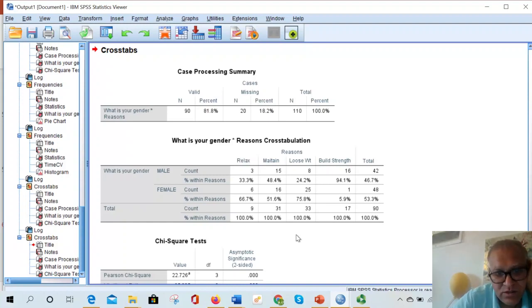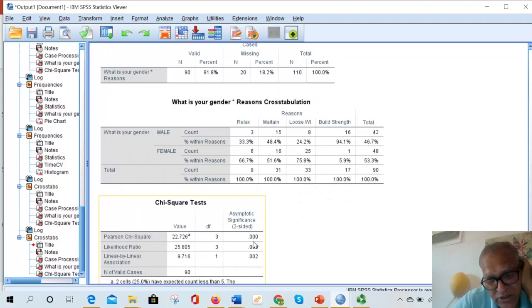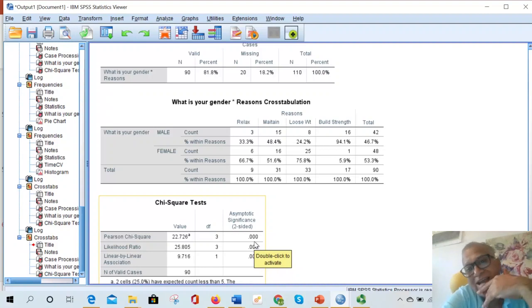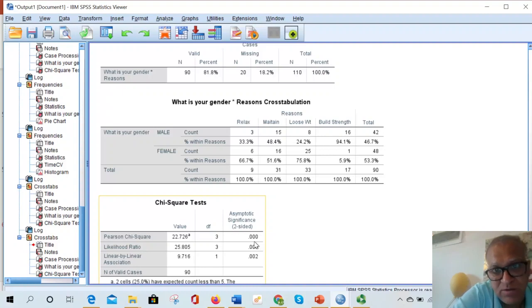So look down and you see the chi-square test. The Pearson chi-square value is 0.000. Small is beautiful, a reason to reject. So you reject no association, and you conclude there is an association between gender and reason for going to the gym. Then you can conclude more males go for building strength, 94% versus 5%, and more females go for relaxing or losing weight, 24% versus 75%, and 32% versus 60%. This is how you write it.